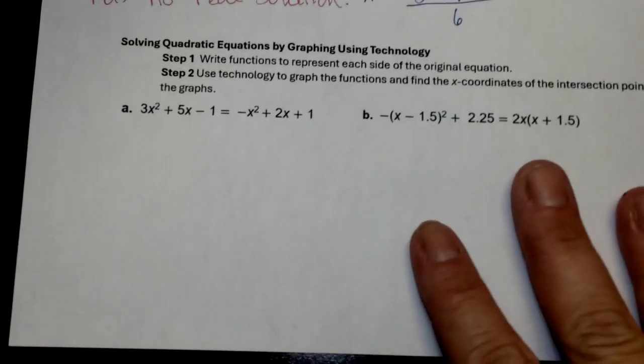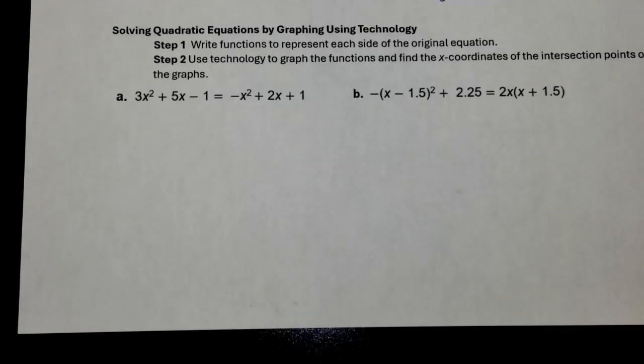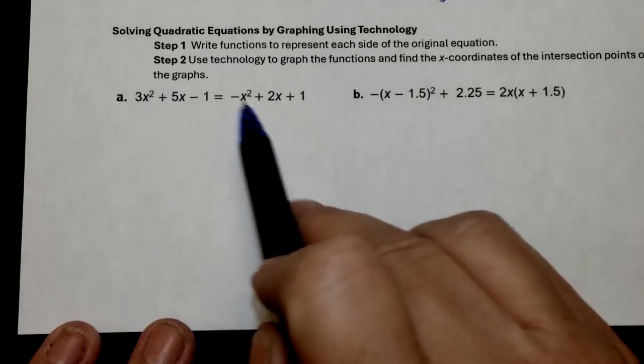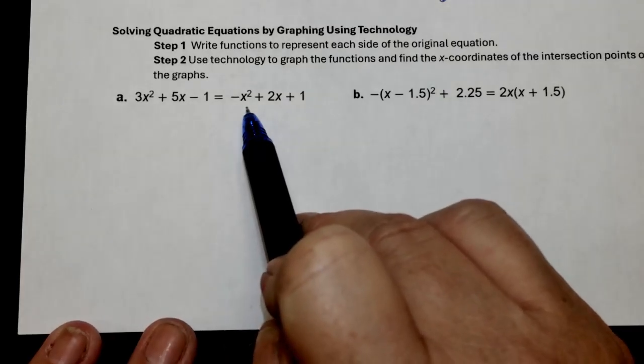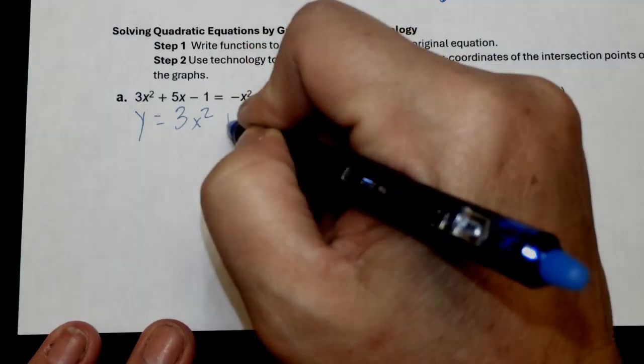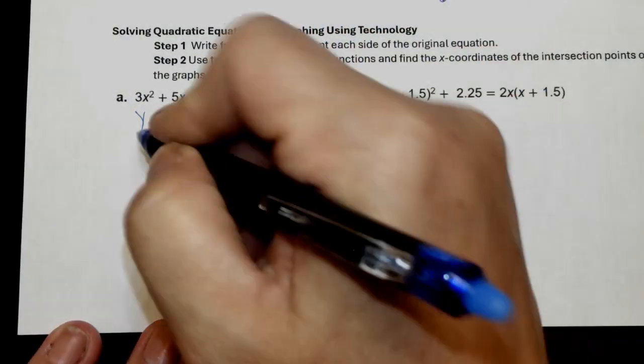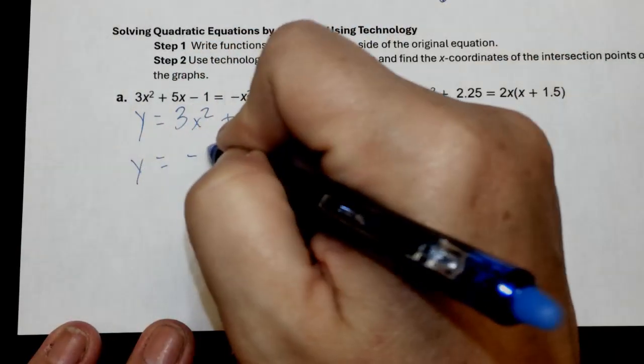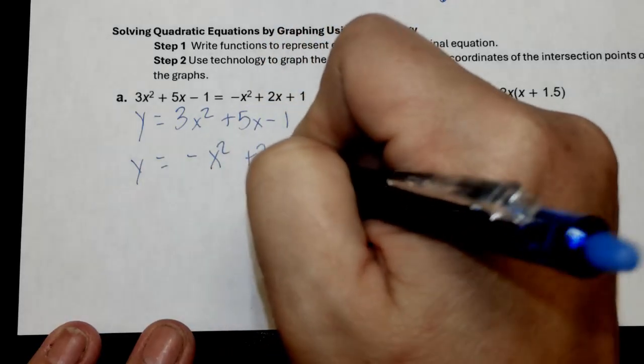Okay, so this last one, we are going to graph using technology. I'm going to teach you how to do it on the calculator for situations where you wouldn't have access to Desmos. I would like for you to use this in the classroom just to get more familiar with the calculator. So what we're going to do is take these two equations and set them up in our calculator. So we're going to do y equals 3x squared plus 5x minus 1, and then y equals negative x squared plus 2x plus 1.